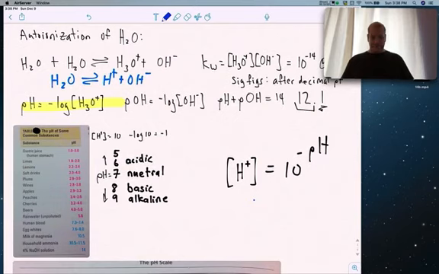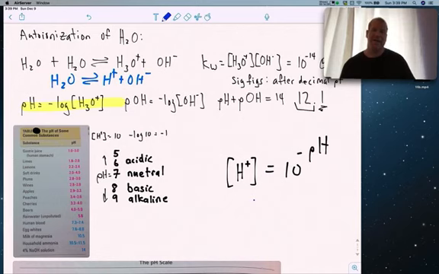Water will also auto-ionize, so water plus water makes H3O+ and OH-, or H2O breaks apart into H+ and OH-. The Kw, the dissociation constant for water, is the hydronium or hydrogen ion times the hydroxide ion, and this equals 10 to the minus 14. This is the equilibrium constant at 25 degrees Celsius. And you've probably heard of something called the pH. pH is the minus log of the hydronium or hydrogen ion concentration. Maybe you've heard of the pOH, it's the same thing, but for hydroxide. And the pH plus pOH equals 14.